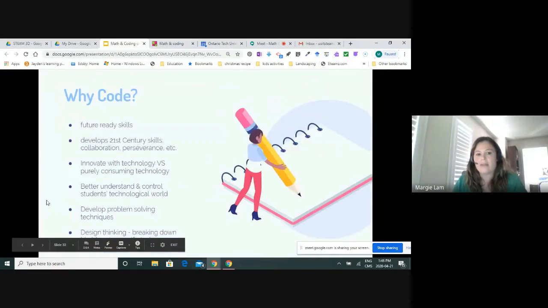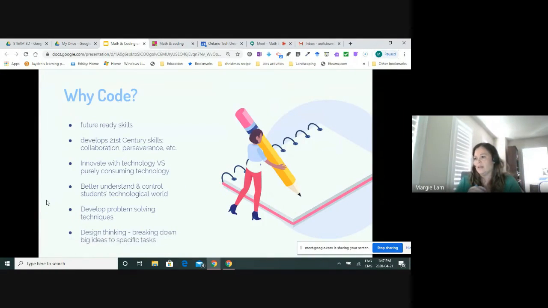So coding and math, I'm not going to go into why code. I feel that a lot of that's self-explanatory. I want to ask all participants to write down, why do you think it's important or not important to code? Type something that stands out to you, why you think you should code or not code.